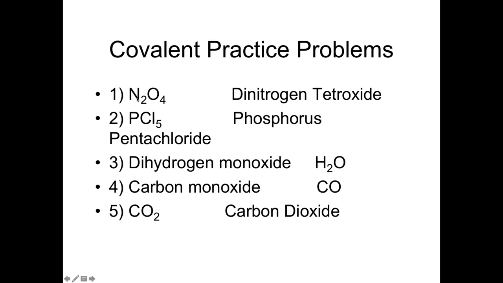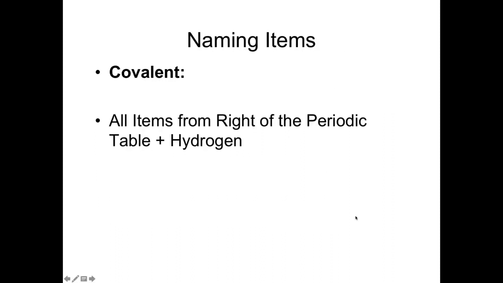Okay. So N2O4 is dinitrogen tetraoxide. PCl5 is phosphorus pentachloride. Dihydrogen monoxide, I tried to trick you. It's just water, H2O. Carbon monoxide is CO. And then CO2 is carbon dioxide. So to review covalent, it's all items that are from the right of the staircase on the periodic table, and hydrogen's included in there too.